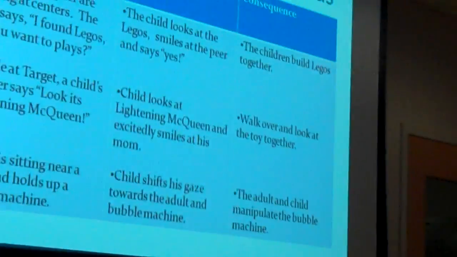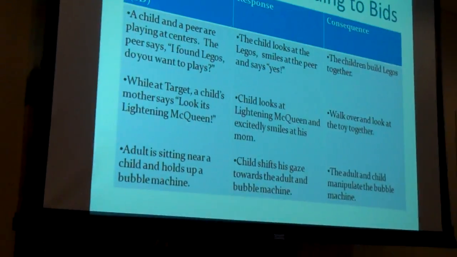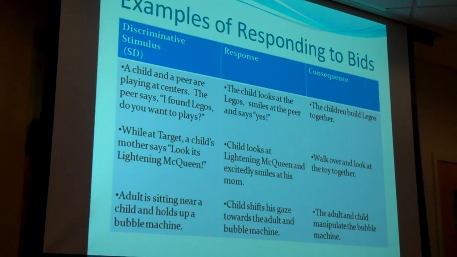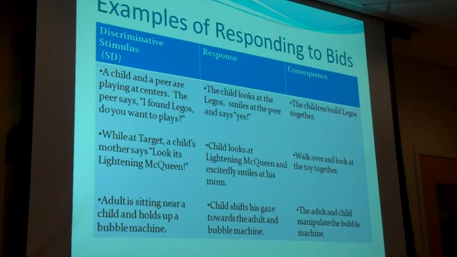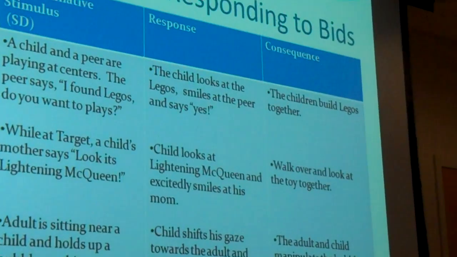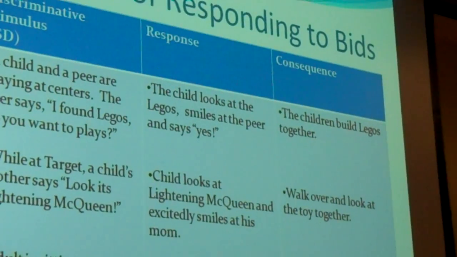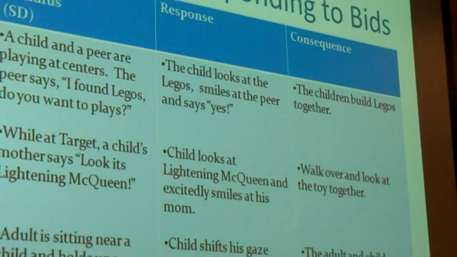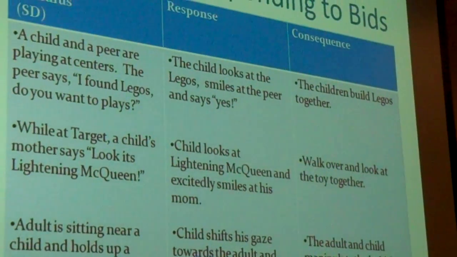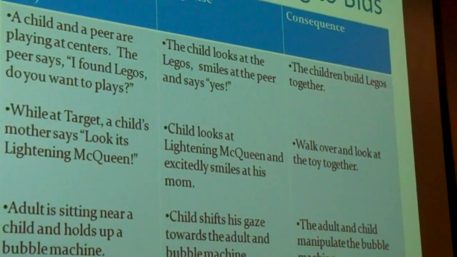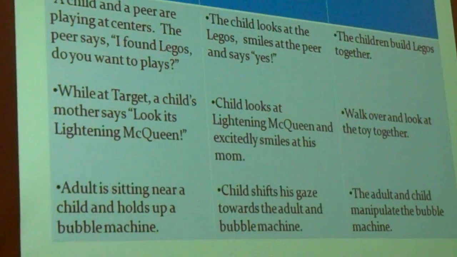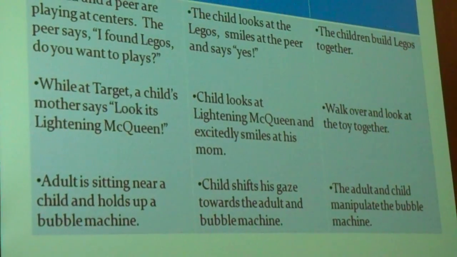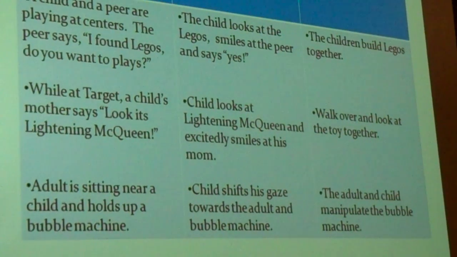So just a couple examples. If there's a child and a peer playing at a centers table with Legos in the school, where they all rotate around in different play areas, the peer might say, I found Legos, do you want to play? The child might look at the Legos and then look back at the peer, smile, and say yes. The consequence that's going to have that response continue is that the children play with Legos together. Another example could be that while at Target, a child's mother says, look, it's Lightning McQueen. And then the child looks at Lightning McQueen and excitedly smiles at his mom. And they go over and look at the toy together.